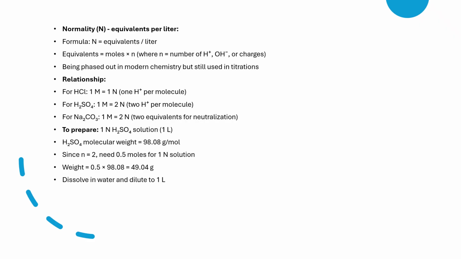To prepare one normal H2SO4 solution, you need to know the molecular weight, that is 98.08 gram per mole. Since N is equal to 2, you need 0.5 moles for one normal solution. So the weight is 0.5 into 98.08, which is equal to 49.04 gram. So we dissolve this much solute into 1 liter of solution.